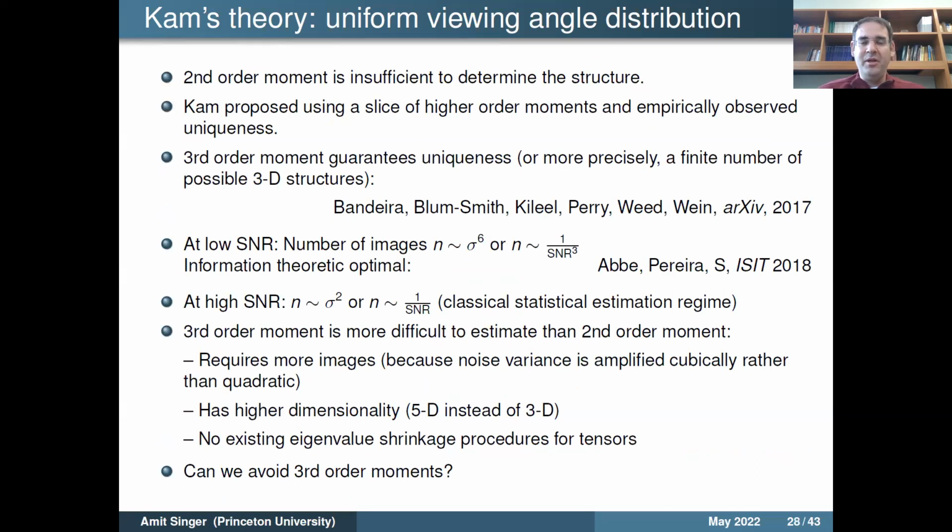So first I'll tell you what else we know in the case of uniform viewing angle distribution beyond the work of Kam. So we know that the second order moment is insufficient. Now, Kam already in his paper proposed using higher order moments, like the third order moment and even the fourth order moment, to help with the uniqueness issue. And at least empirically, he observed uniqueness.